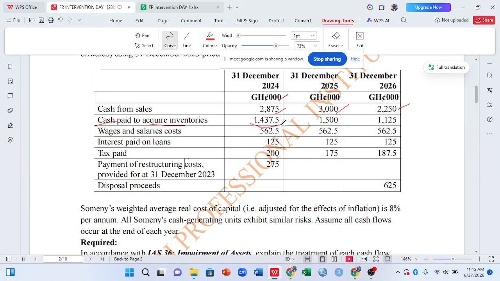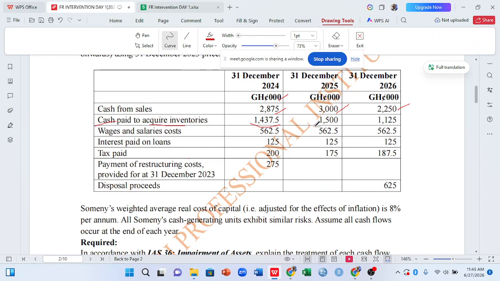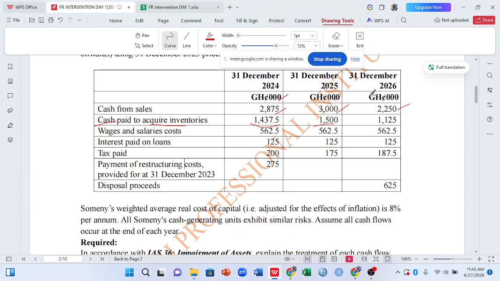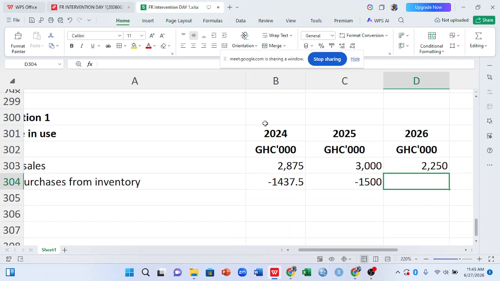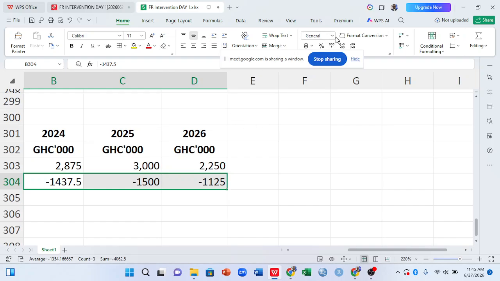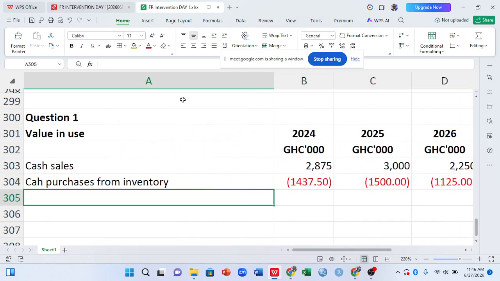So we are going to subtract this figure. The cash from sales is a cash inflow, so we left it as positive. This is a cash outflow, so we are going to subtract. We bring the figure here: 1437.5. Then for the others, 1500. And lastly, 1125. So you bring it there as a cash outflow.